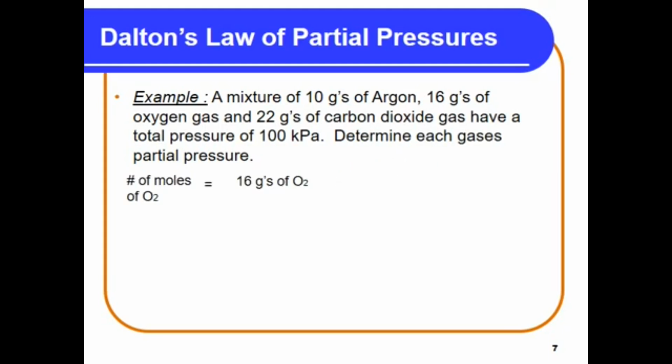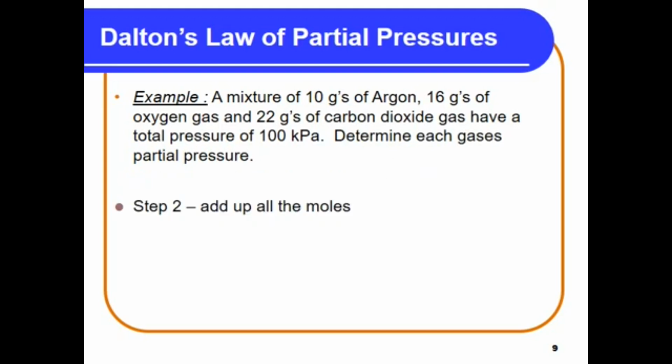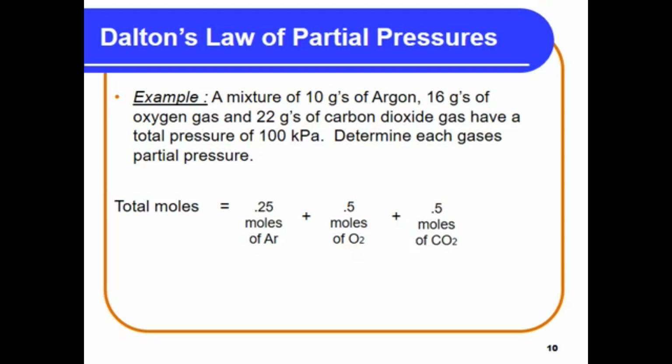Moles of oxygen is going to be 16 grams, and its molar mass is going to be 32. So again, we can cancel out the grams, and that gives us about 0.5 moles of oxygen. And lastly, for carbon dioxide, we have 22 grams, and we again end up with 0.5 moles of carbon dioxide here. So our next step is we're going to add up all the moles. So our total moles is going to be equal to that 0.25 moles of argon plus the 0.5 moles of oxygen and the 0.5 moles of carbon dioxide, giving us a total of 1.25 moles.